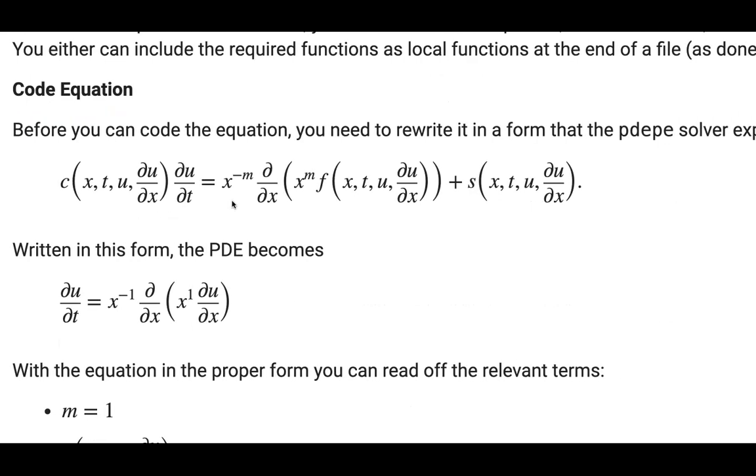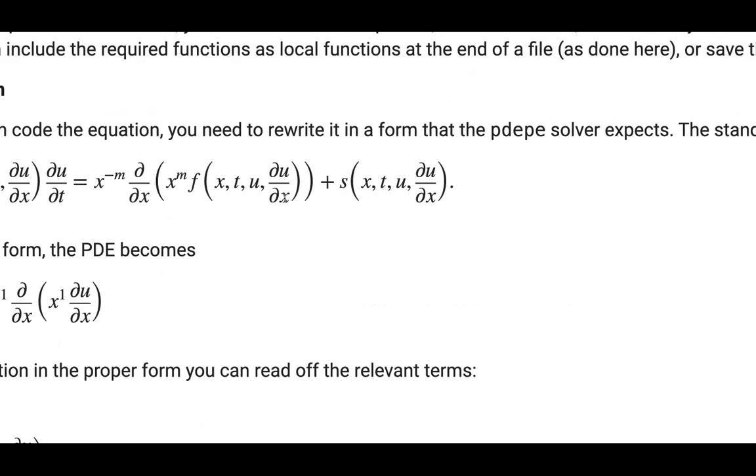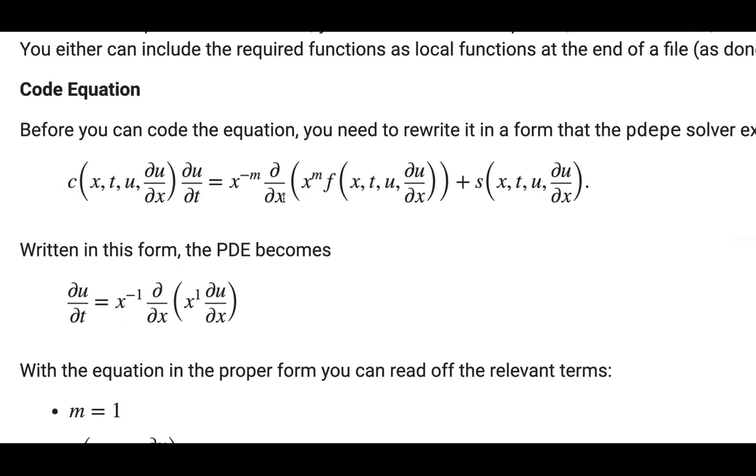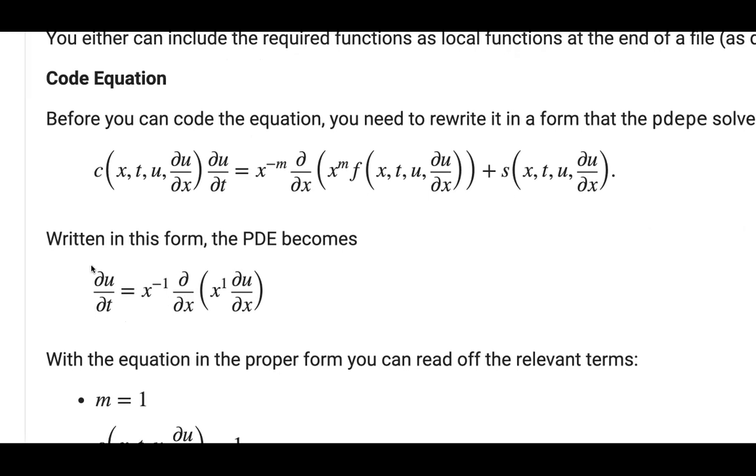So, before you can code the equation, you need to rewrite the question that we have into the standard form. The standard format that PDEPE expects is like this: you have a coefficient term c, which is a function of x, t, u, du by dx, and this term is multiplied to du by dt. And that is equal to x raised to minus m, dou by dou x of x raised to m, then there is a separate function f, and then there is a separate function plus s. Okay. So imagine that this is your question.